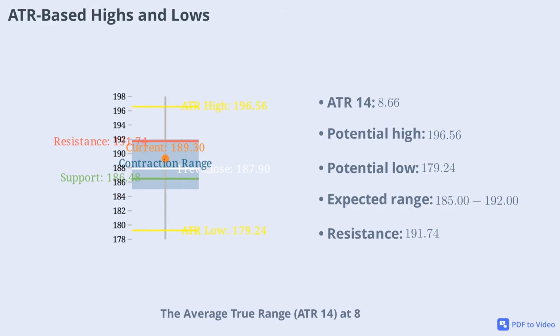Average true range, ATR 14 at 8.66, suggests that PLTR's average daily price range is about 8.66 points. Applying this to the previous close gives a potential high of 196.56 and a potential low of 179.24. However, considering the current momentum and overbought indicators, the actual trading range may contract to between 185 and 192. Volatility breakout at 1.05 indicates that unless resistance at 191.74 is breached, the stock is likely to remain range-bound.